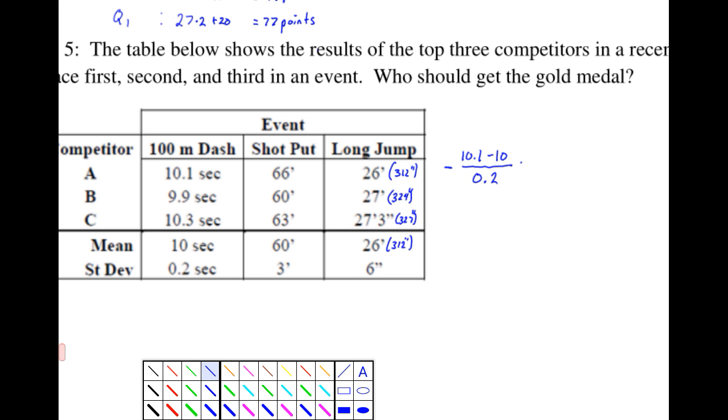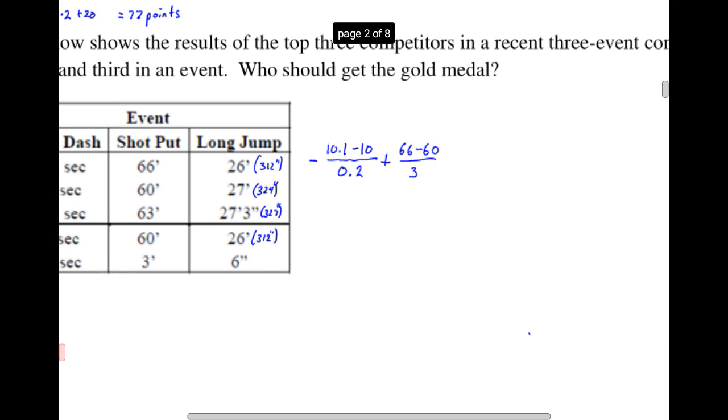So I'm going to add the success on the shot put. So that's going to be 66 minus the mean of 60 divided by the standard deviation, which is 3.